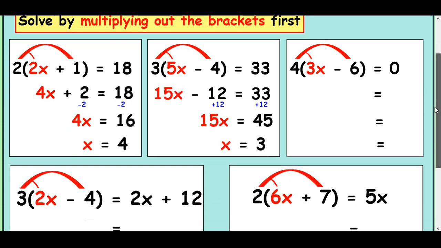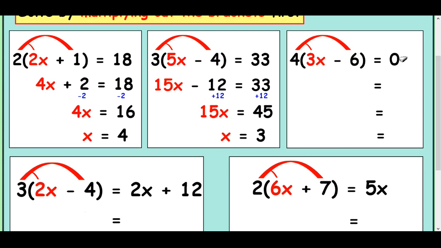Okay, the last one, what I've done is I've put a 0 here, just because sometimes people get mixed up with the 0 this end, but watch what happens. You use the same ideas. So let's multiply out the bracket first. 4 times 3x is 12x. Take away 4 times 6 is 24, and we're still equaling it to 0.